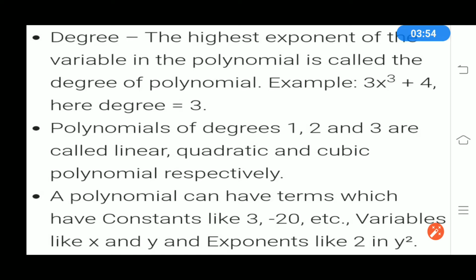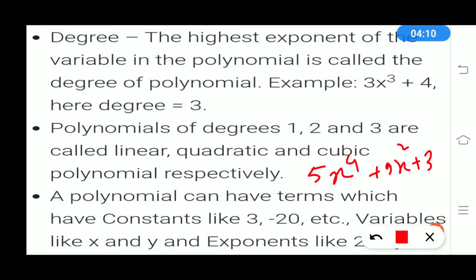depends on the exponent. Clear? So suppose we write 5x to the power 4 plus 9x square plus 3. Suppose the polynomial is denoted by p of x equal to this, so the degree of this polynomial 5x to the power 4 plus 9x square plus 3 is 4. Here the degree is 4. Okay, clear? So that is the degree of the polynomial.